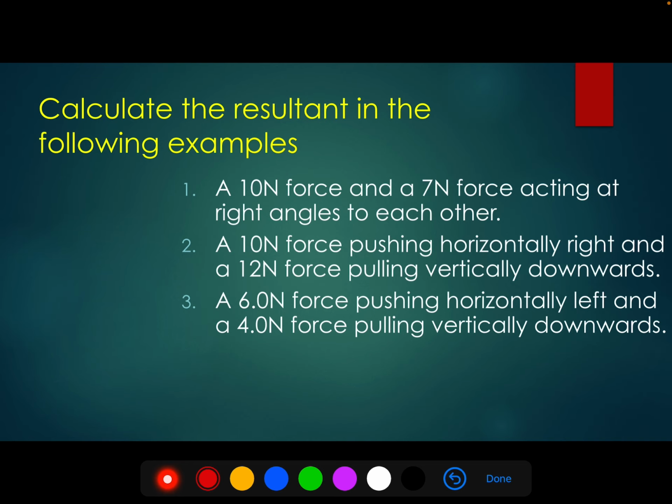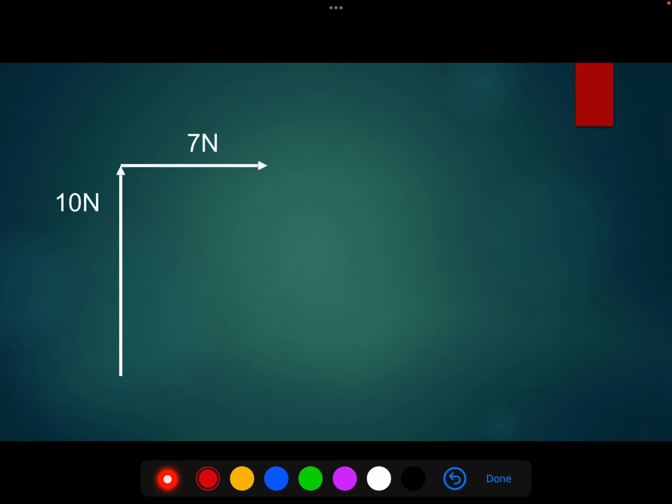Okay, hopefully you've had a go at that. So number 1, a squared is b squared plus c squared. The two sides are 10 and 7, so our hypotenuse, or our resultant force, is 10 squared plus 7 squared, so that's 149. A is then the square root of 149, and it gives you the answer of 12.2 newtons.